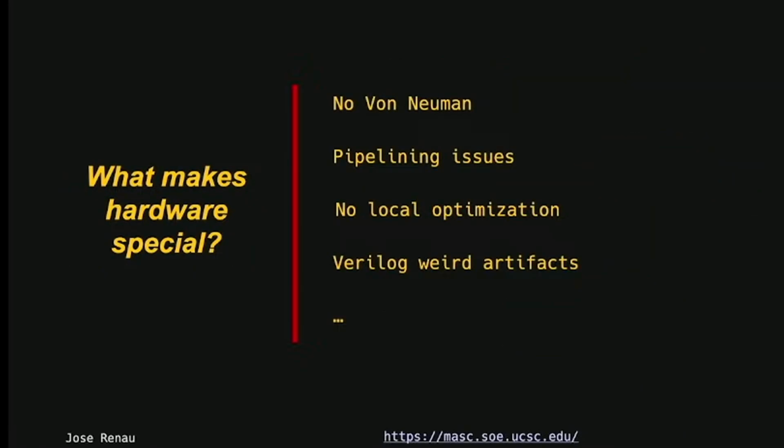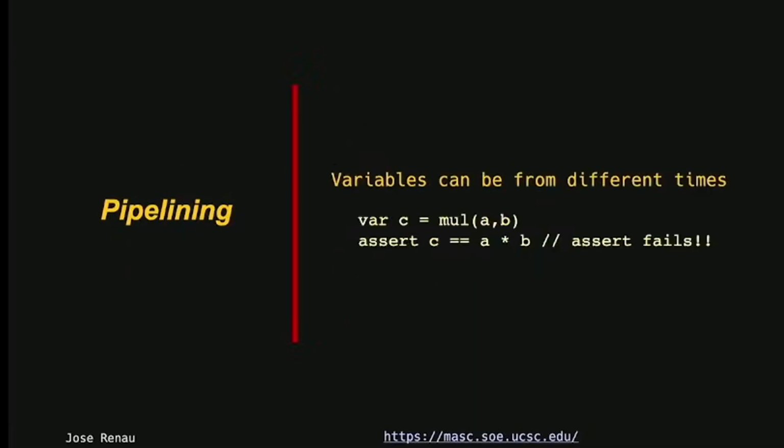What makes hardware special is that it doesn't work like a normal von Neumann architecture, like Python. Hardware is not von Neumann. Pipelining is a very specific way of parallelization that the LLMs don't have very good training on, and they make a lot of mistakes. And there is a long list of slight differences in the programming language.